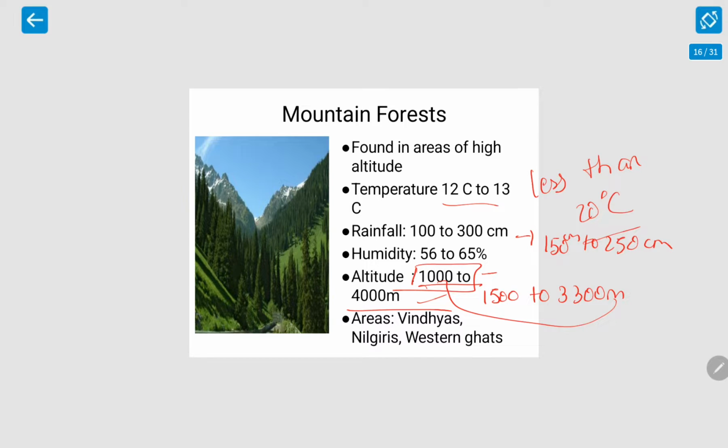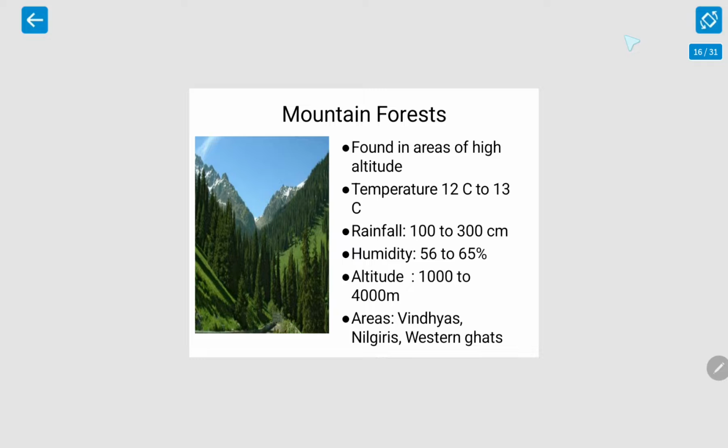Now, why is it also there in South India? Because hills are there. Your Western Ghats, Vindhyas, Nilgiris, Himalayas, all these are your high altitude areas. Now there are some characteristics of these areas also. Let's see those characteristics. By mistake I erased all, but no worries, I will write with black.